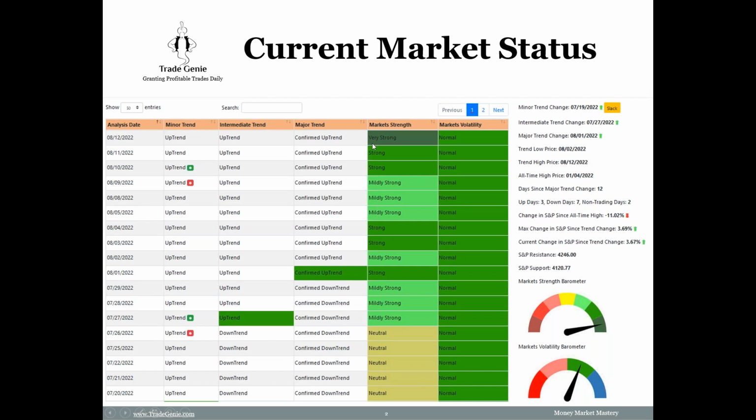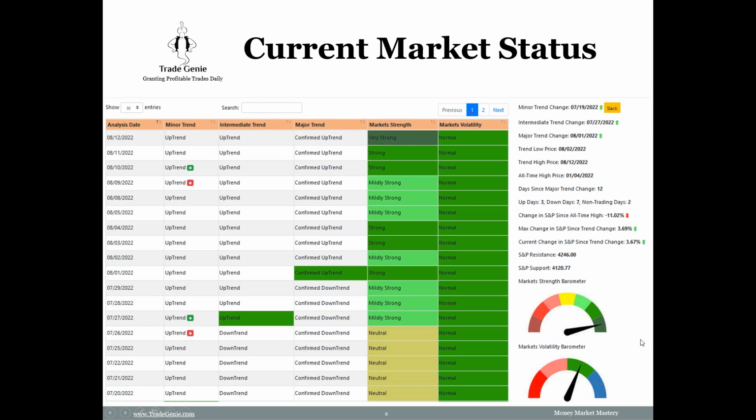So I evaluate. The market can be in an uptrend or downtrend, but the strength of the market can be neutral or could be mildly strong or weak. So not only do you need to analyze the minor trend, intermediate trend, or major trend, you have to analyze the strength of the market, because the strength of the market will make you money faster. So this is the strength barometer.